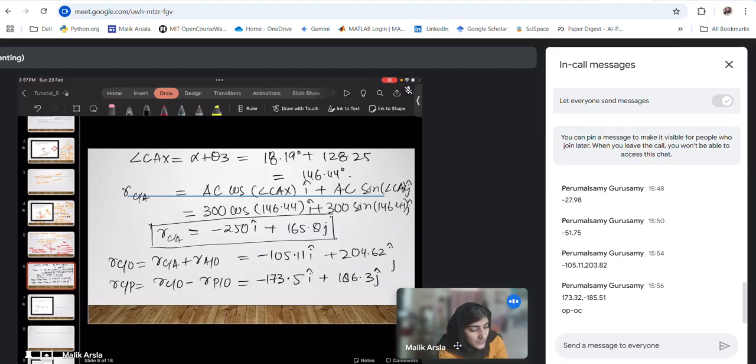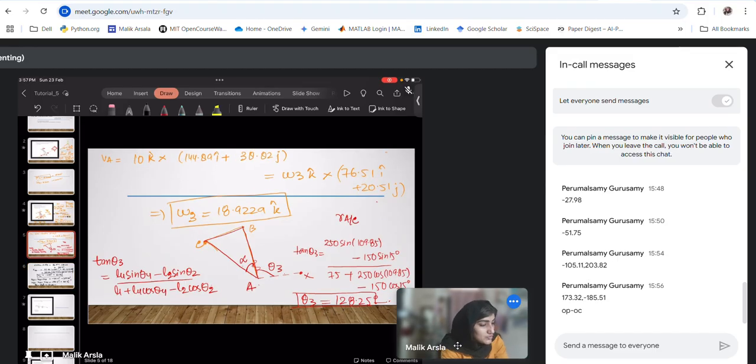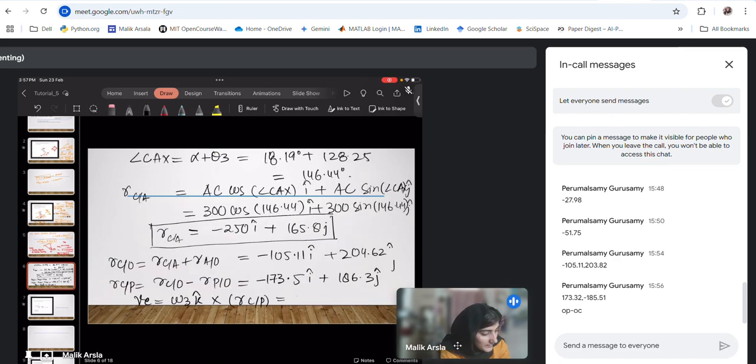Now we can write VC as omega 3 K cap crossed with RCP. Now omega 3 we already figured out what that was. So omega 3 was coming out to be 18.92 K cap, okay. So it will be 18.92 K cap crossed multiplied with minus 173.5 I plus 186.3 J cap. So do it and tell me what you're getting. K cross I will be, so it will be minus of something J and then minus of something I.